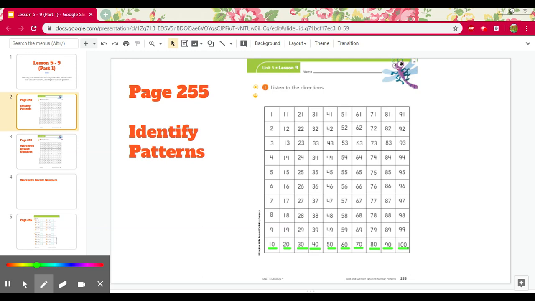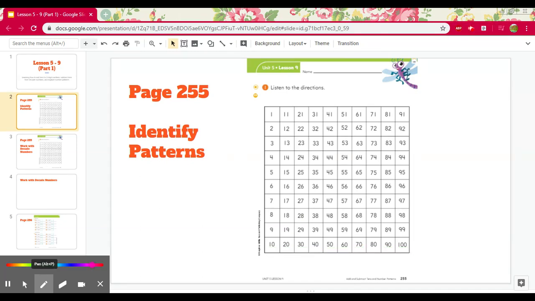How can we describe these numbers as we count by tens? As we count, each number is 10 more than the number before it. 10 plus 10 is 20. 20 is 10 more than 10. 20 plus 10 is 30. 30 is 10 more than 20, and so on.